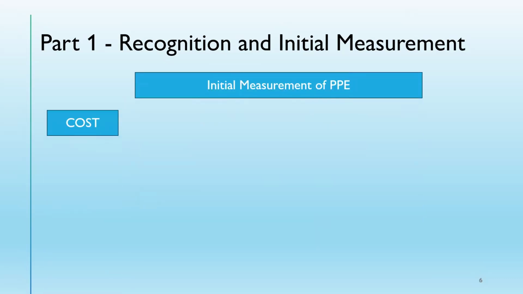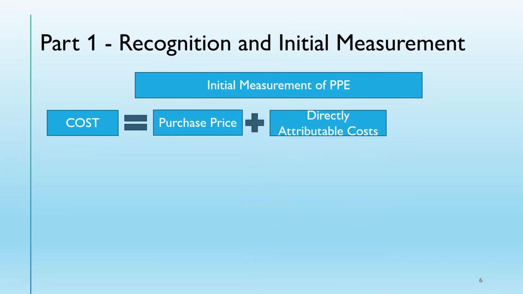Initial measurement of property, plant, and equipment. The initial measurement includes cost, which equals the purchase price. Purchase price includes taxes, import duties, and non-refundable VAT, and it excludes discounts and rebates. Plus, directly attributable cost. It includes delivery and transportation fees, installation and setup costs, testing to ensure the asset works correctly, and legal fees for asset acquisition.